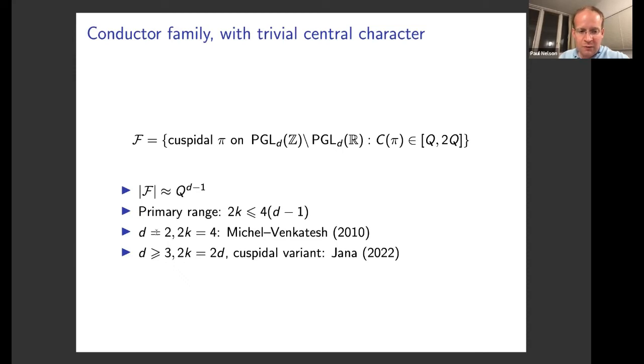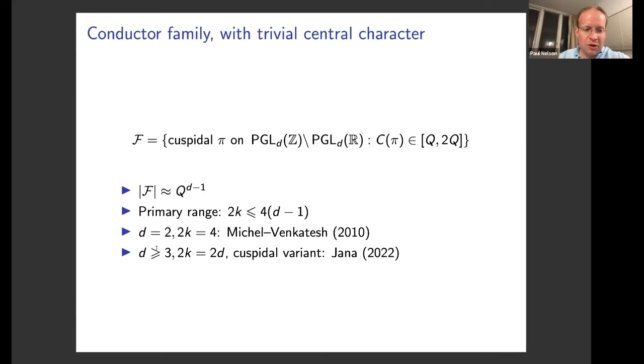There are a couple of results. So for when D is 2, I guess the relevant moment is 4. That's the threshold range. This is exactly the moment that, for instance, Michel and Venkatesh study in their paper on subconvexity when they solve it for GL2.